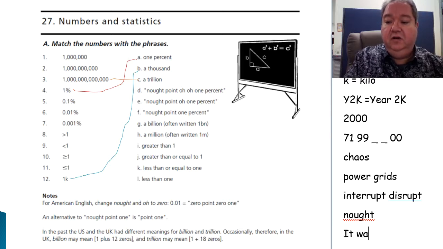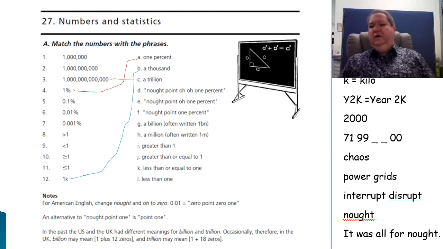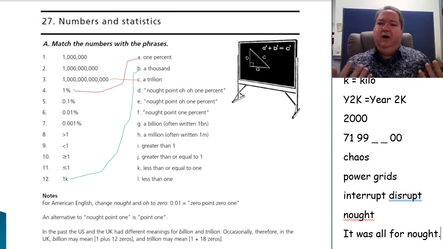Sometimes you might hear the phrase, it was all for naught. It was all for nothing. It was a lot of wasted effort or wasted energy, wasted time or money. It was all for naught. We just wasted it. Okay?